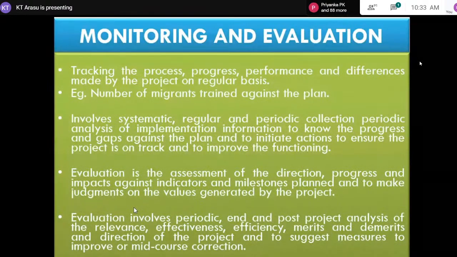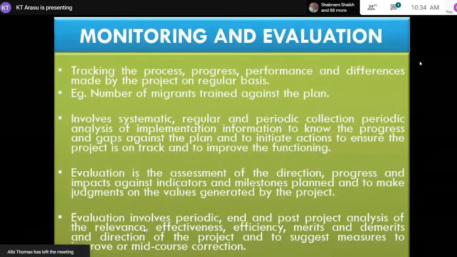You have certain milestones, certain progress standards that you have to measure, and then gaps. This is very, very important. Suppose where we have misfired, where we have derailed, where we have gone out of way, that needs to be identified and brought back on track every month, every week, every quarter. This is a very important part of it. Then initiate action. Merely identifying gaps or problems is not sufficient. You have to initiate action to correct it, mid-term or quarterly or monthly action, to ensure the project is on track and to improve the functioning also.